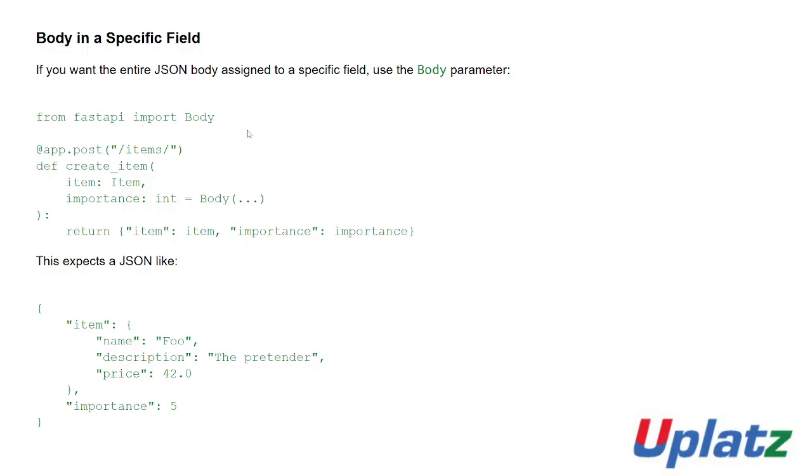From FastAPI import Body, then app.post, then items, this is the post, then items, def create_item, the item of type Item, importance, int, Body() means this is required. Importance is required, it is of type int. So then return item, then importance, colon importance. Please note that here we use that object or class directly.